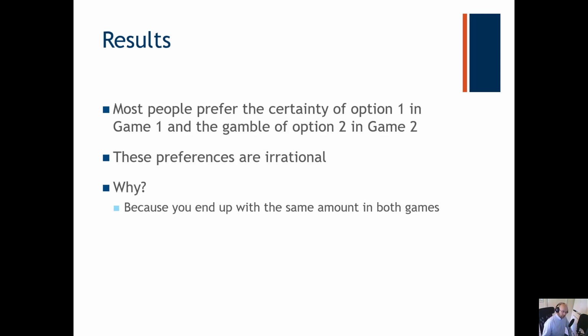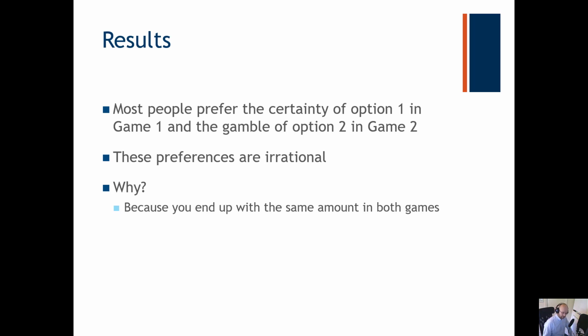So most people prefer the certainty of option 1 in game 1. When you're given $200, they like the idea of just getting another $100 and are not prepared to take the risk. Whereas people tend to gamble with option 2 in game 2. They take the risk that they might lose 200, but they gamble so they can keep all 400. These preferences are actually irrational. You think, well, why are they irrational? Well, actually, you end up with the same results for both options in both games. Huh? I'll explain what I mean.